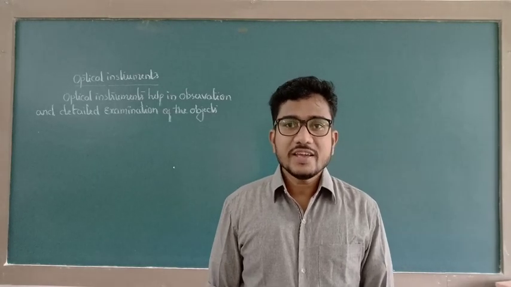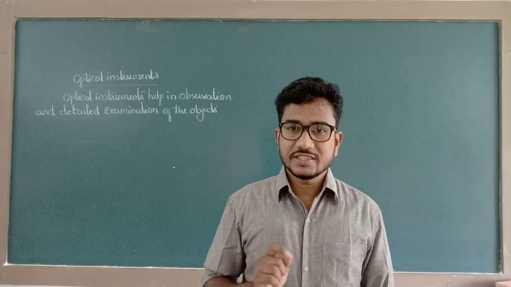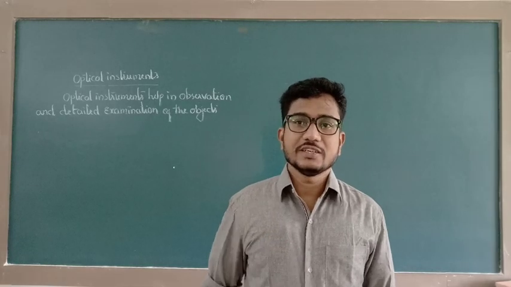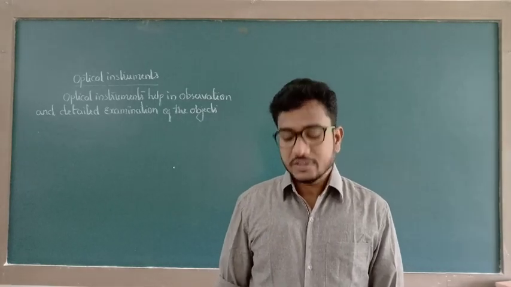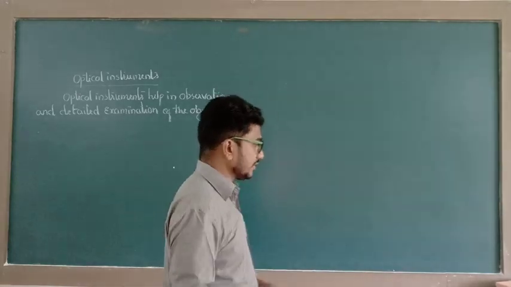For a normal eye, for a healthy eye, this distance is equal to 25 centimeter. So this distance is known as the least distance of distinct vision.